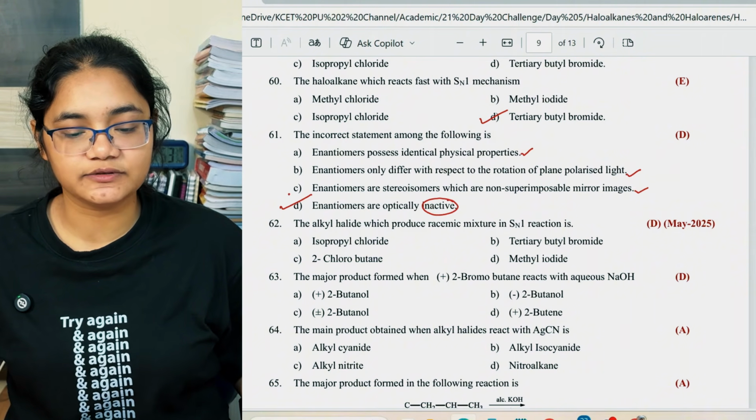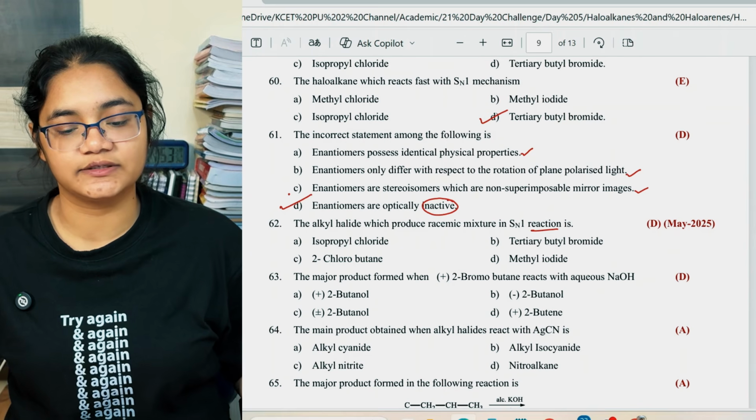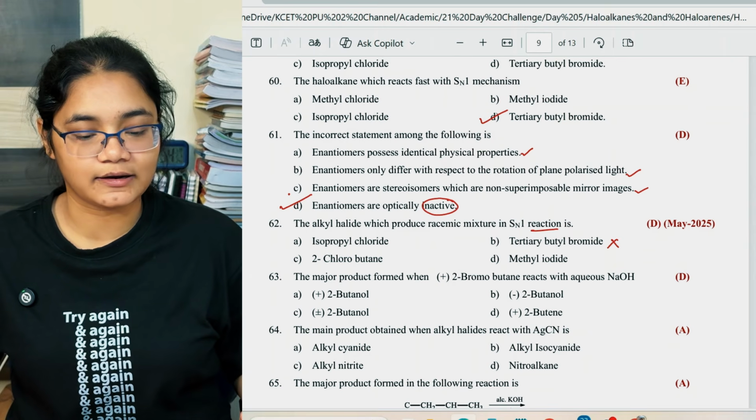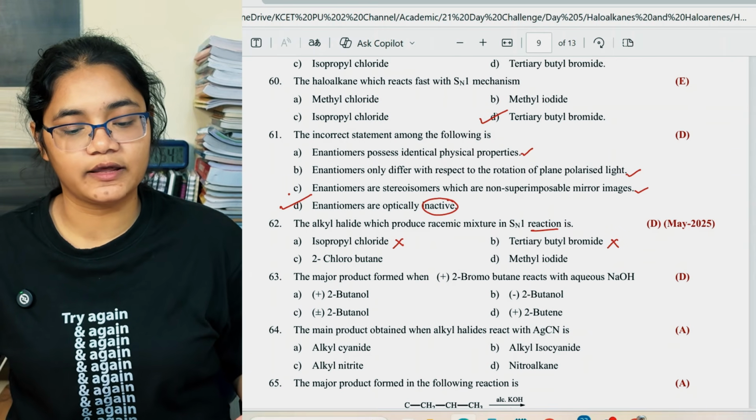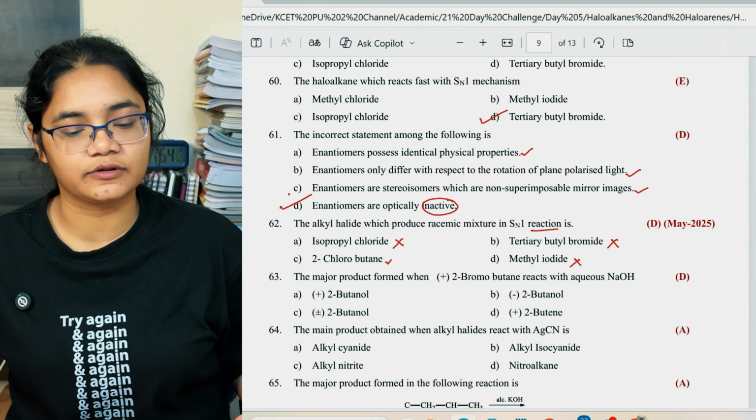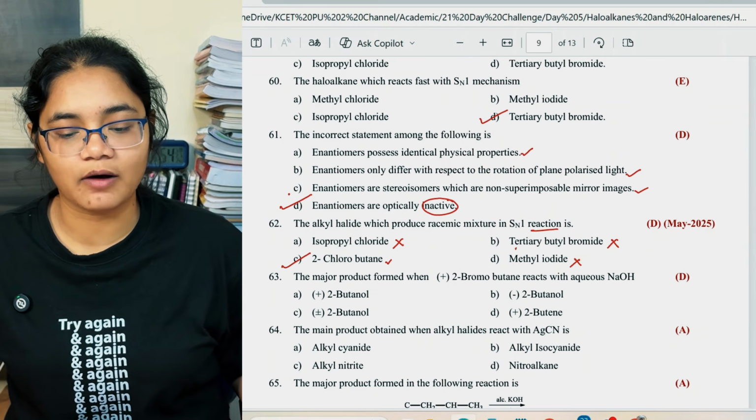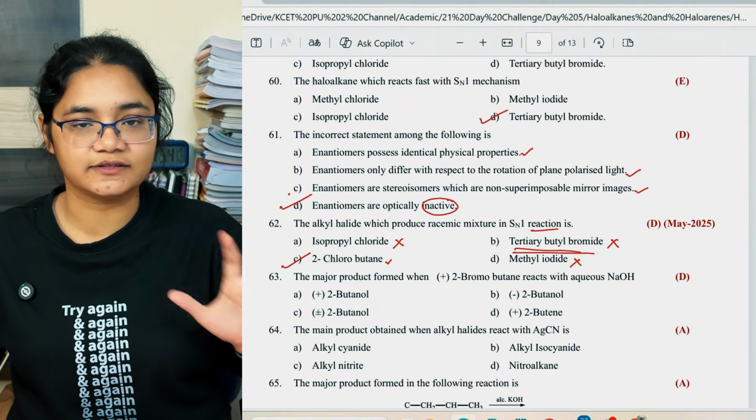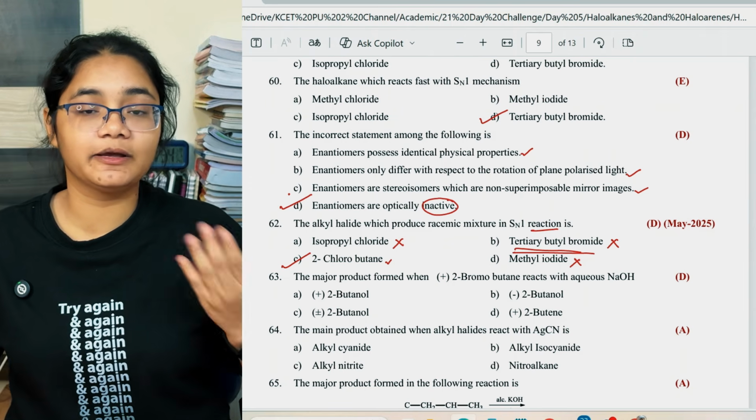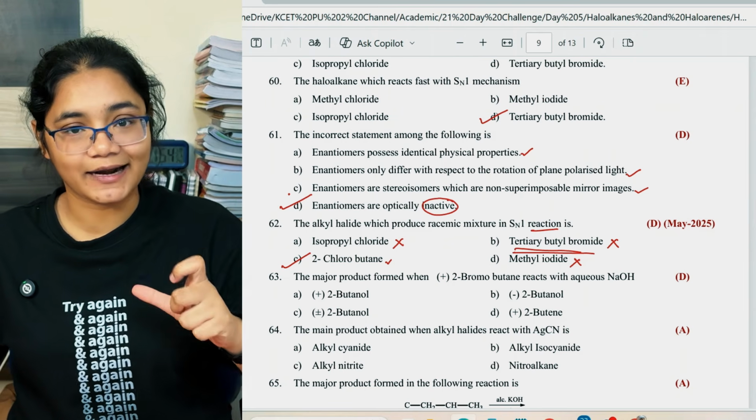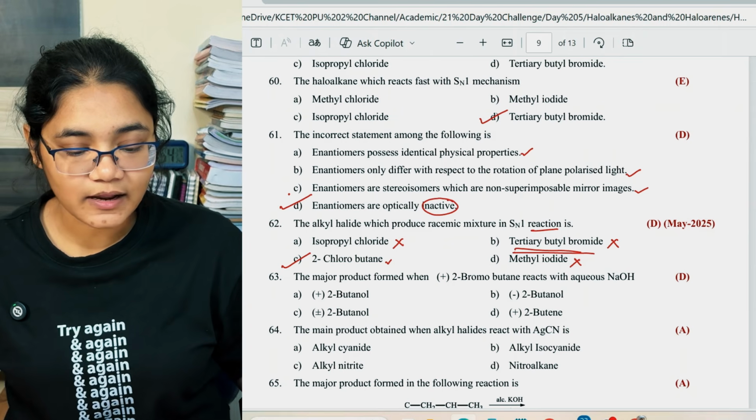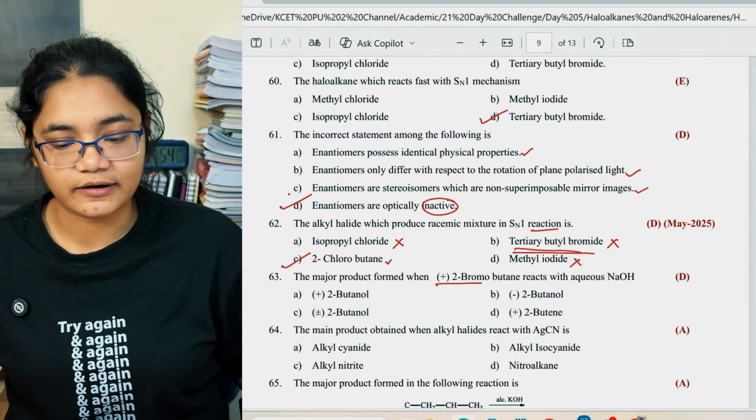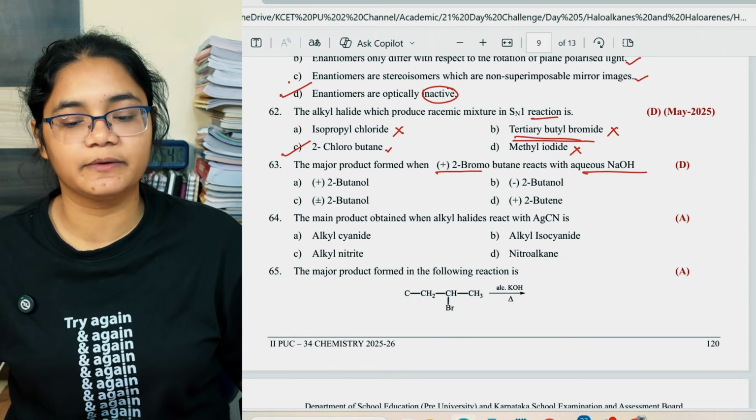The alkyl halide which produces a racemic mixture through SN1 reaction. A racemic mixture means it has to be optically active. Tertiary butyl is not a chiral molecule. Isopropyl chloride is not there. 2-chlorobutane is there. Methyl iodide is not there. So option number C here. Please don't mark the other one by mistake thinking that it is 3 degrees so it will react fastest with SN1. It is asking for a racemic mixture, meaning the reactant must be optically active. For that we need a chiral carbon. Next, the major product formed when 2-bromobutane reacts with aqueous NaOH. So just now we saw it will create a racemic mixture.